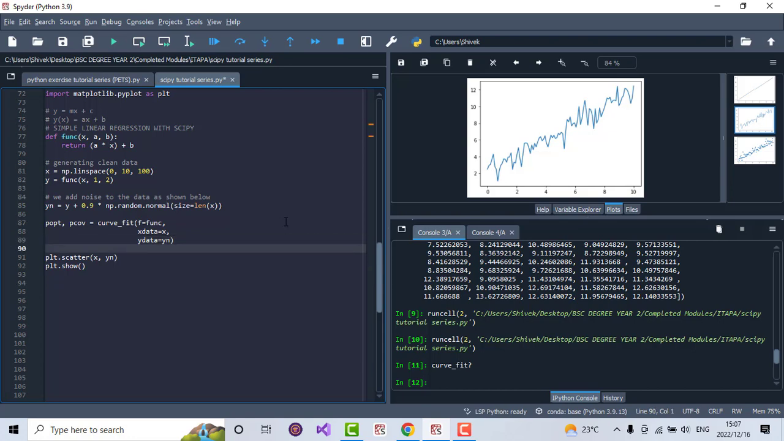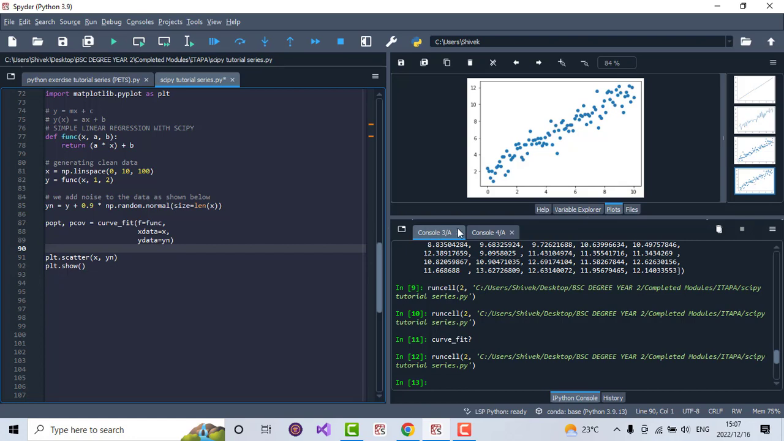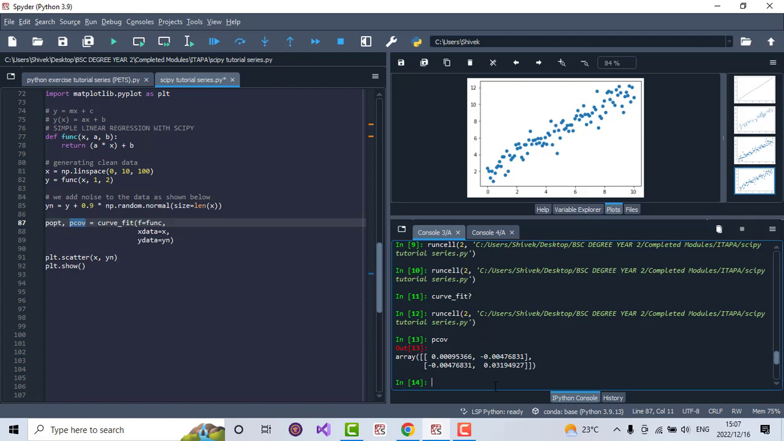Now when I run this, essentially what will happen is it does something in the background. A value has been assigned to POPT and PCOV. We basically have the covariance of the model. I told you, forget about this for now. This is something we can discuss at a later stage. POPT is much more important.